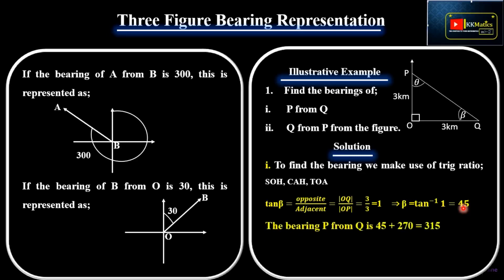So then, the bearing of P from Q is 45 plus 270 degrees, and 45 plus 270 degrees gives us 315 degrees.